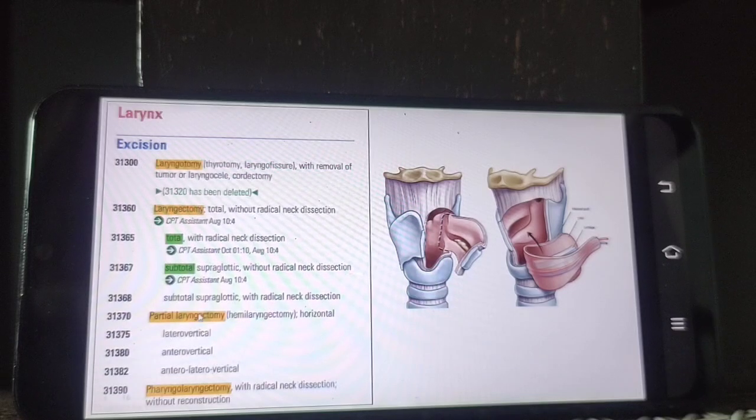Is there any doubt in this laryngectomy? Any doubt? No. Okay. Now take the meaning of radical neck dissection. Please everybody take a note.